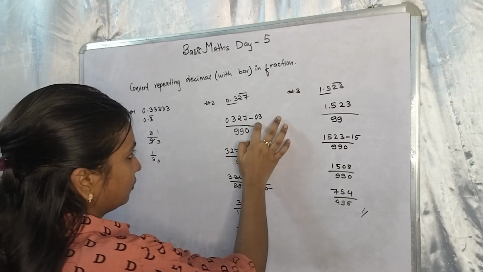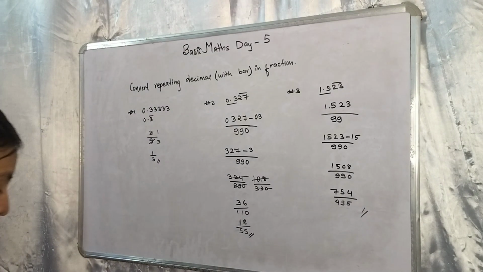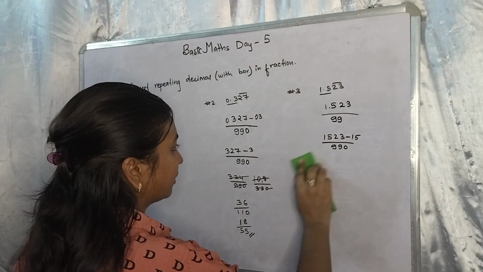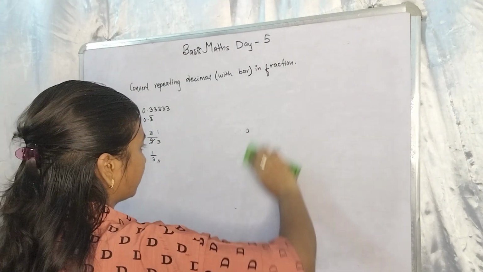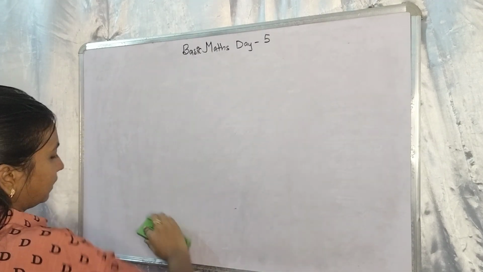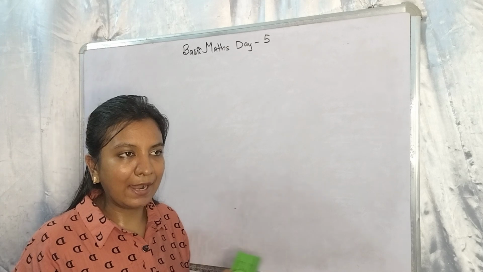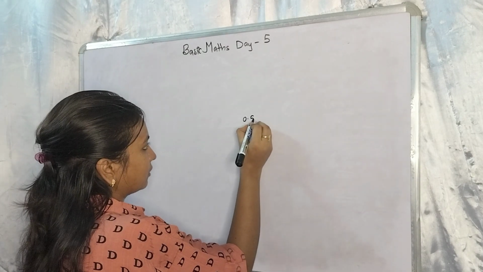And we have already studied how to add decimals. For example, to add the decimals 0.5, 0.4, 1.6, we will add all these numbers. Fine. 6 plus 4 is 10, 10 plus 5 is 15, carry 1, 1 plus 1 is 2, and this point.